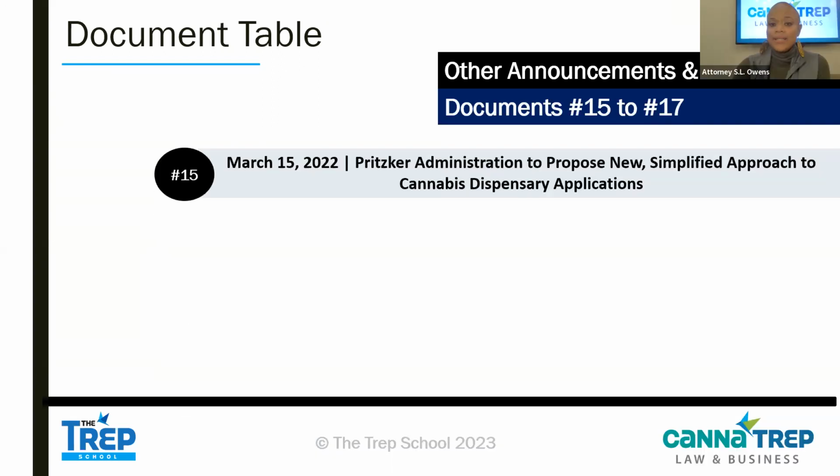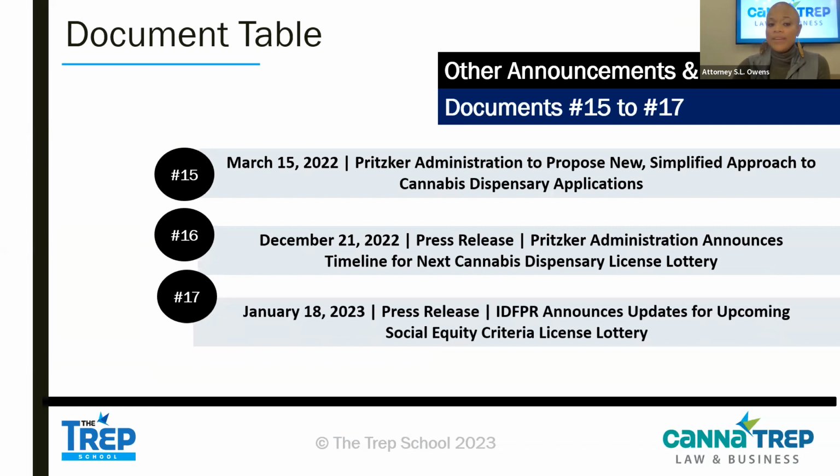And then this last set of documents are just other announcements they've made throughout this process. Announcements that, hey, we're going to do a new dispensary application. Hey, we're going to make it online. Hey, we're going to make it simplified so it's more accessible. Hey, we're going to make it cheaper. It's not going to be thousands of dollars. It's going to be $250. Those types of things. All right.